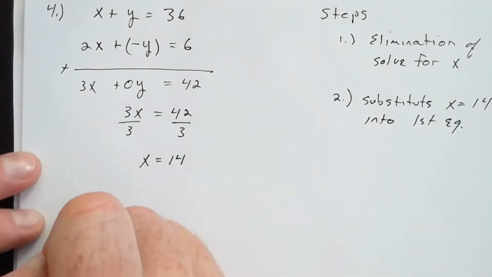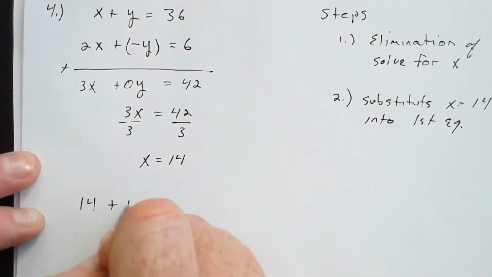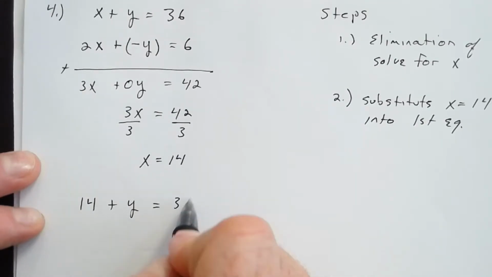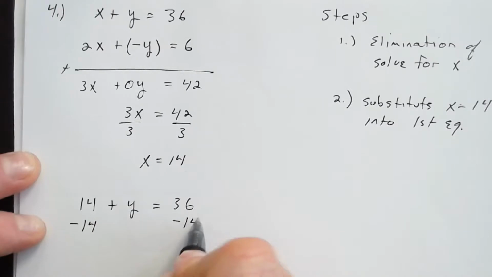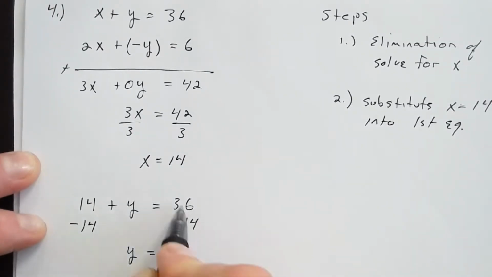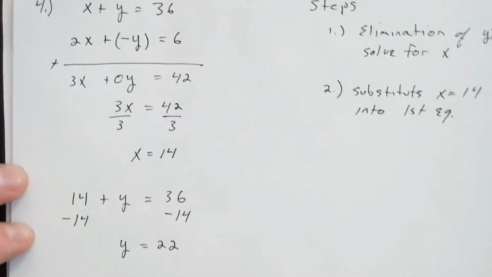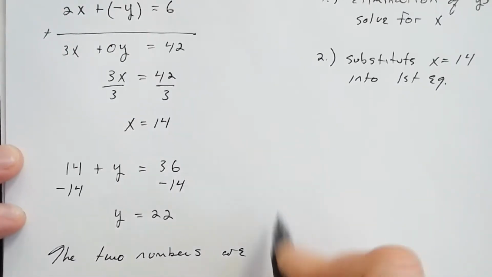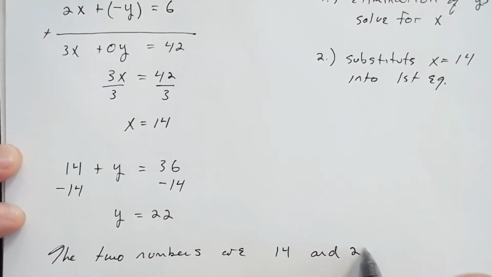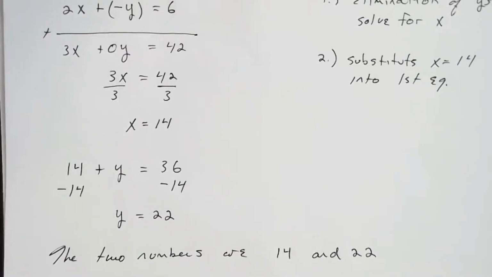And we have 14 plus y is equal to 36. Minus 14 from both sides, y is equal to 22. So we found the other number here. So the two numbers are 14 and 22.